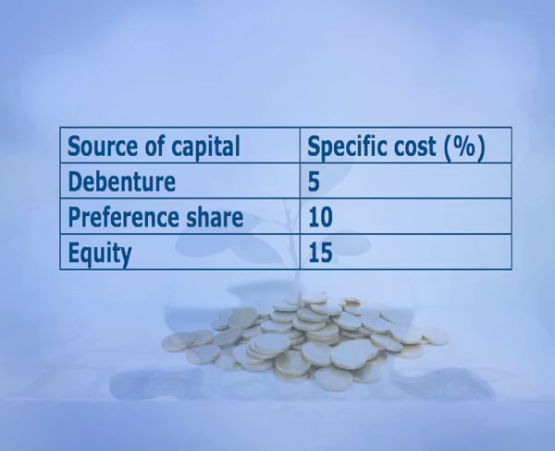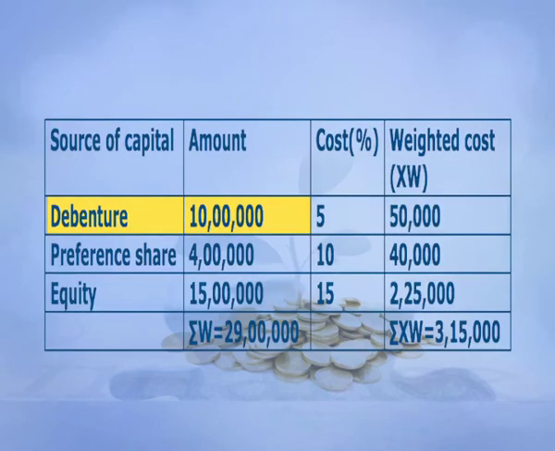Let's see the solution. For debenture, the amount is 10 lakh, preference share 4 lakh, and equity 15 lakh. The summation of all these weights is 29 lakh. Costs taken are 5% for debentures, 10% for preference shares, and 15% for equity shares. If we calculate the weighted cost, debenture weighted cost is 50,000, for preference share it is 40,000, and for equity it is 2,25,000, and the summation of XW is equal to 3,15,000.